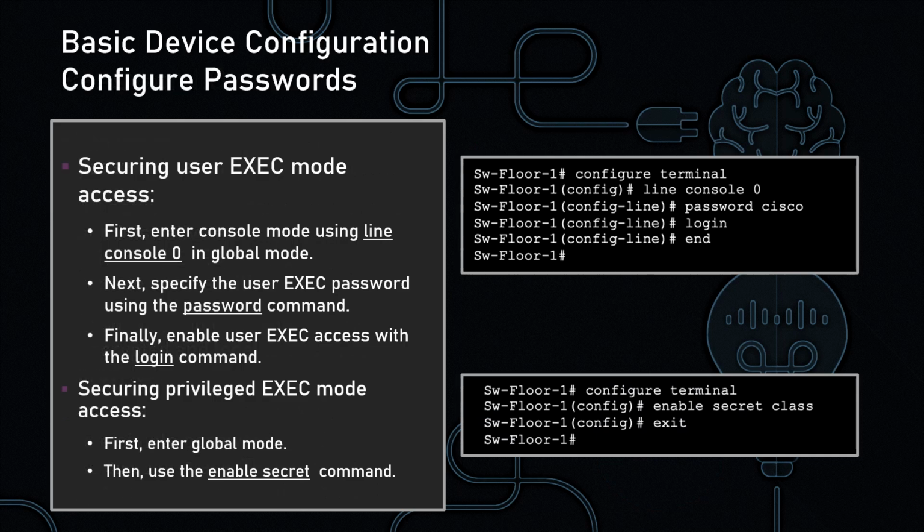To secure user exec mode, we'll give you an example here, and again, we're using the password that we don't recommend. Go into line console 0 from terminal mode. So you're going to go into enable, you're going to go into config T, and then you'll go into line con 0 or line console 0 if you want to type it out in long form. Next, we're going to specify the user exec password by using the password command. So that would be password Cisco in this case.